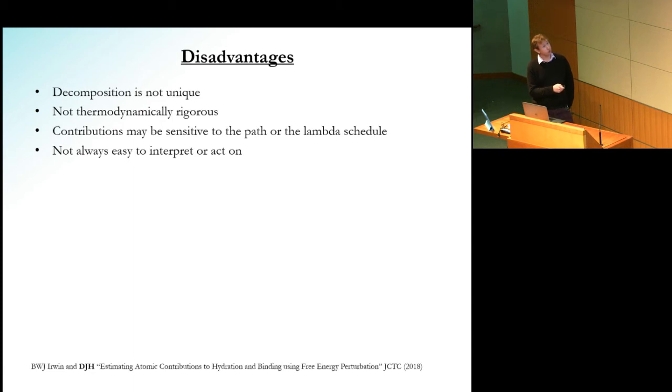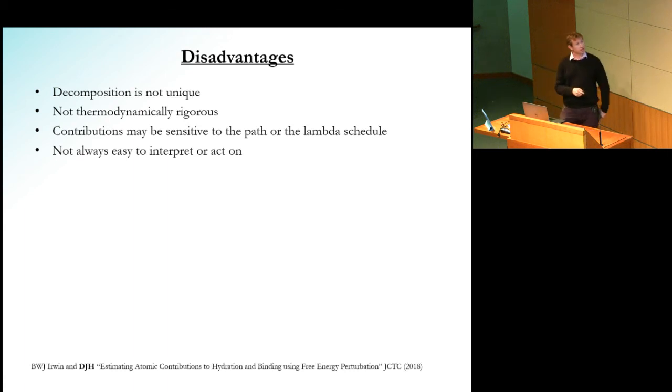In addition, talking to some of the guys from Schrödinger, there's a suggestion that you may be sensitive to the pathway or the lambda schedule that you use here. So if you use a different lambda schedule, a different pathway, you're going to get potentially different predictions for which atoms are more or less important. That's something that I haven't explored. I can't really comment on.